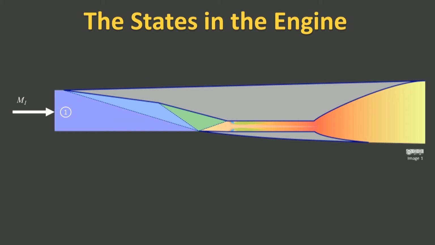State 1 is the undisturbed oncoming flow condition. State 2 is the condition of the air behind the first shock wave in the inlet. State 3 is behind the second oblique shock. And State 4 is behind the third inlet shock. State 4 is therefore the condition of the air as it enters into the combustor. The condition of the air after the heat of combustion has been added is going to be referred to as State 5. This is the condition of the air that enters into the thrust nozzle. Finally, the condition of the air as it exits the nozzle is going to be State 6.